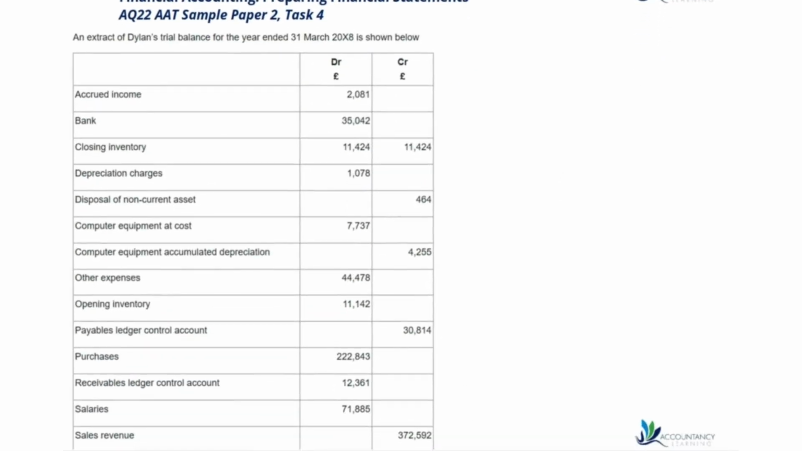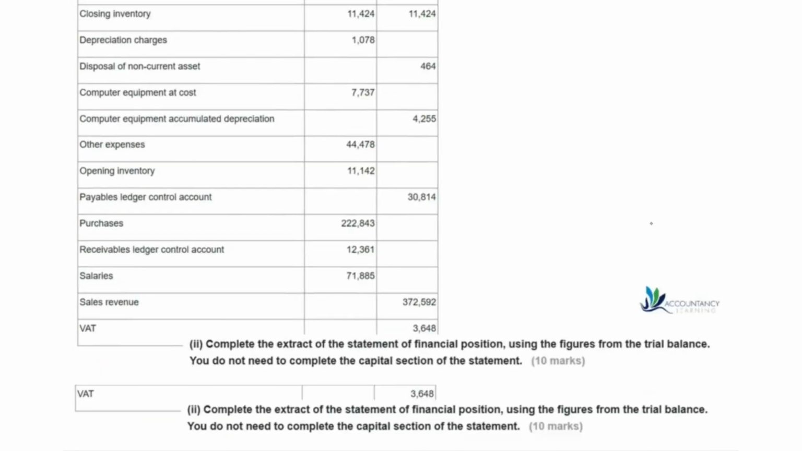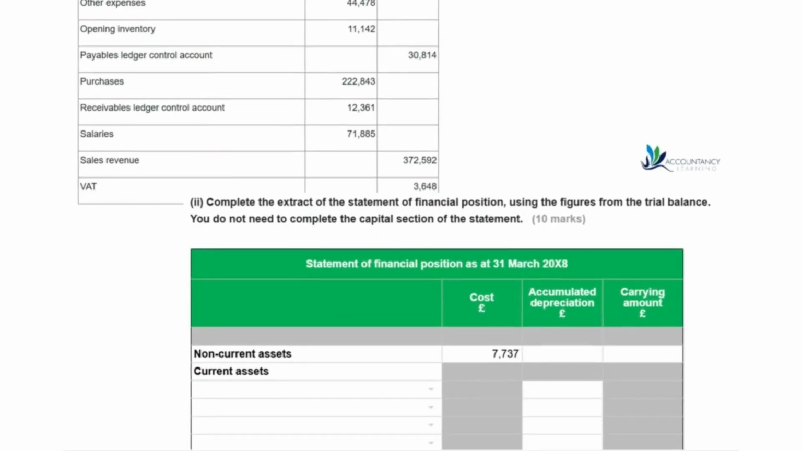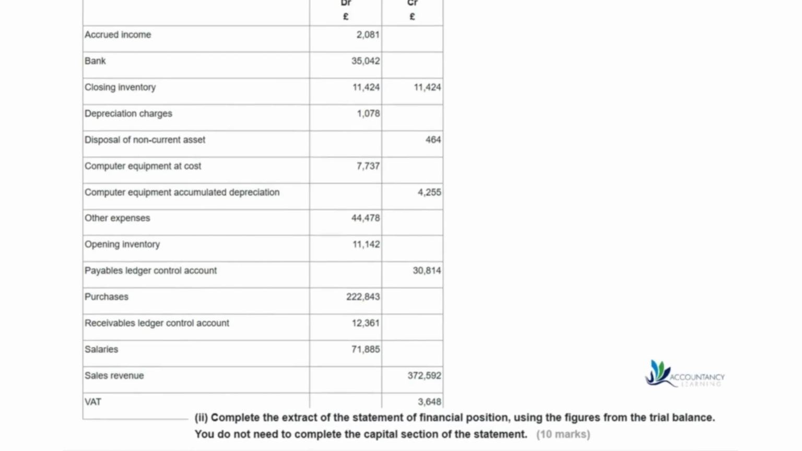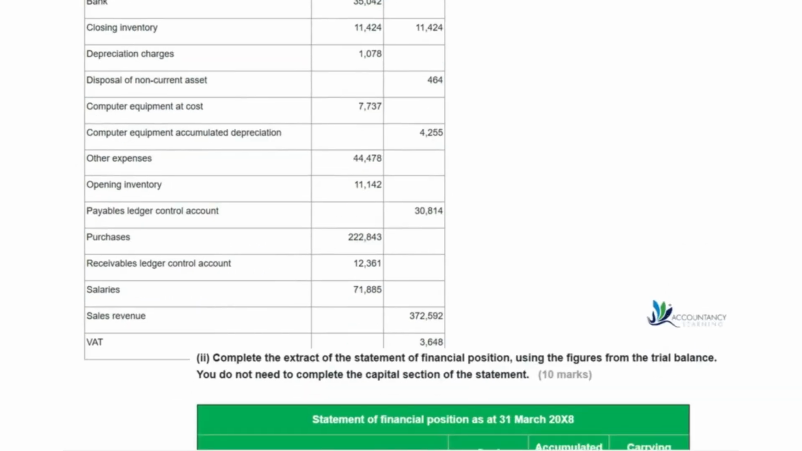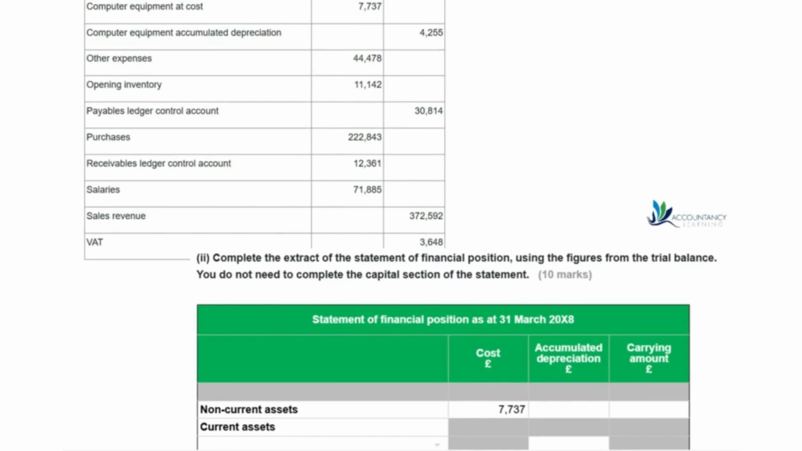Moving on a little bit further then, so we're given an extract of Dylan's trial balance for the year end 31st of March X8. And we're asked to complete the extract of the statement of financial position using those figures in the TB. And it tells us we don't need to complete the capital section of the statement. So let's have a look at what we are going to be using. So we are doing the statement of financial position, and we're going to be looking at the non-current assets to start with. So we've got the cost in there already. We need to find out the accumulated depreciation and then the carrying amount.